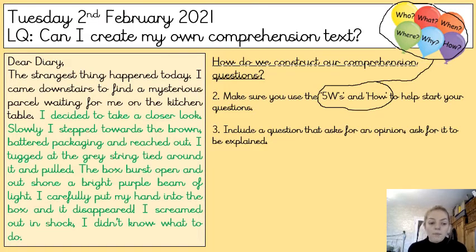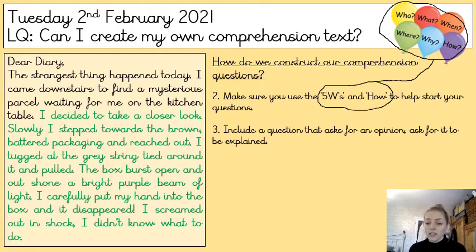Okay, and if you've noticed the pattern in your CGP books, so this is tip number 3, you will have noticed that one of the questions, it's usually question 7, asks for the reader's opinion, and they ask for it to be explained. So you might decide to include a question in there that asks for the reader's opinion. So how would you feel if you found a mystery box in your house? Explain your answer. So you might want to construct a question that is very similar to the question 7s that we have been seeing in our CGP books, okay?